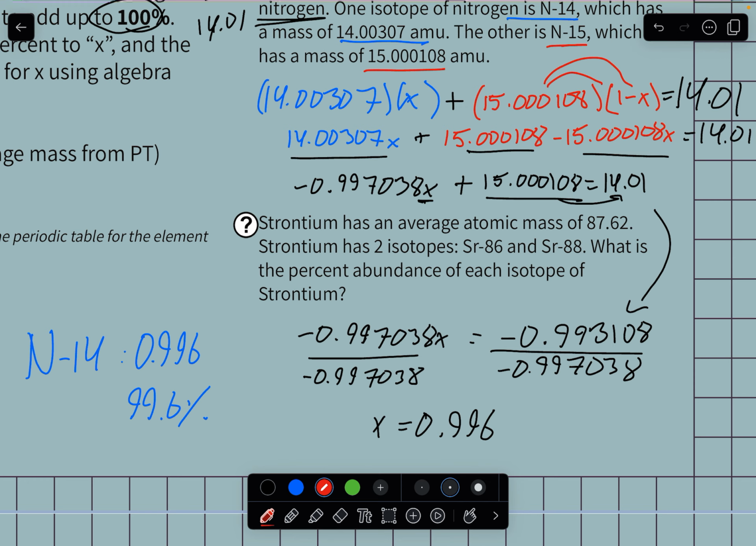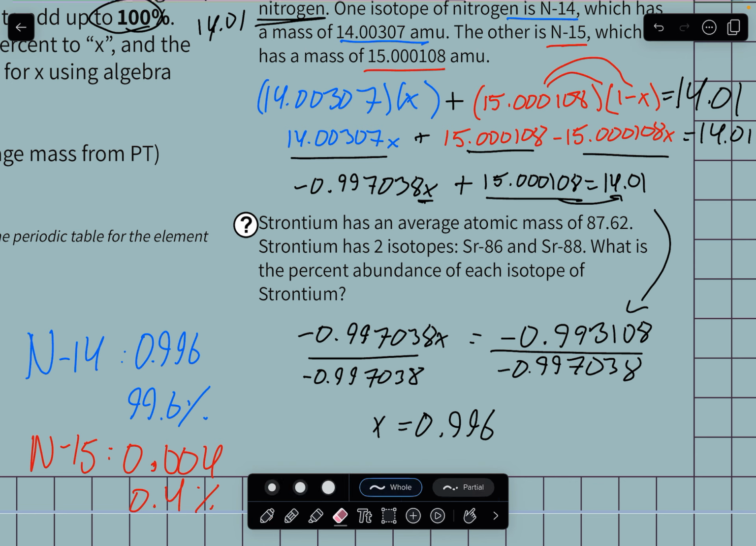Our second isotope, nitrogen 15, it's 1 minus X. So 1 minus 0.996 gives us 0.004. Right, so as a percentage, that becomes 0.4%. So those are our percent abundances for the two isotopes.